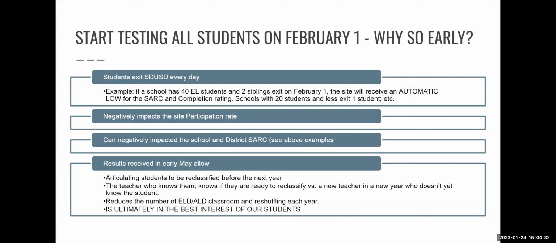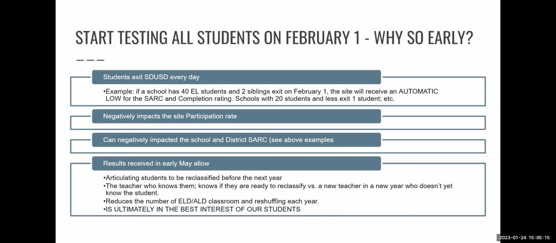For me, one of the more important factors is ultimately this is in the best interest of our students to test early and get the results back. The reason is because we have students that articulate from 5th grade to 6th grade, 8th grade to high school, and other combinations. If we know that they have done well and can be reclassified, because we got the results in May, then the teacher who has taught them all year can sign off and approve the reclassification in the same year it occurs, versus a new teacher in the fall who probably doesn't know the student as well as the outgoing teacher.